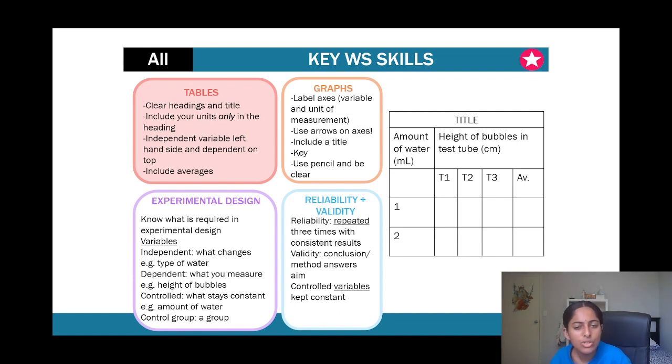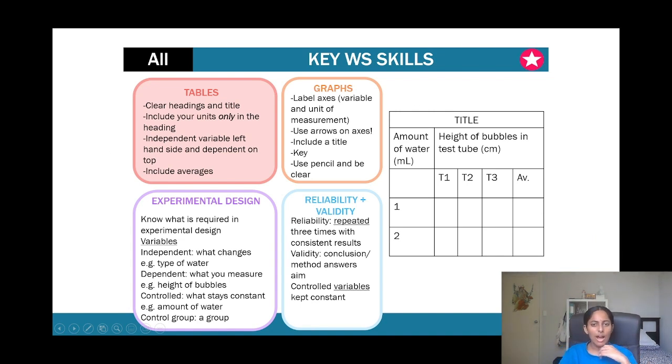In your tables, you need to ensure that you have a heading as well as a title and include units only in the heading. Ensure that you also have independent and dependent variables present. You can see here that independent variables are always on the left-hand side, and on the right-hand side you have your dependent variables. You also tabulate each of your results, and after that, you include an average.